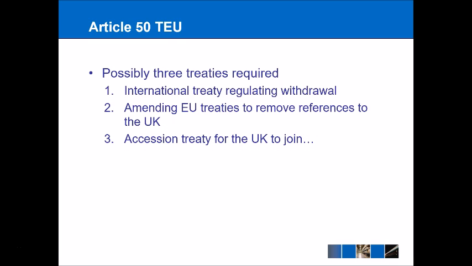Now, Adam Wojcicki has suggested that there would possibly be 3 treaties required for the UK to withdraw. Firstly, there would have to be an international treaty between the UK and the EU as a whole, which would regulate the withdrawal. Then, EU primary legislation, the treaties, would have to be amended to remove all of the references to the UK. And then finally, there would also potentially have to be an accession treaty for the UK to join one of the other types of European organisations.